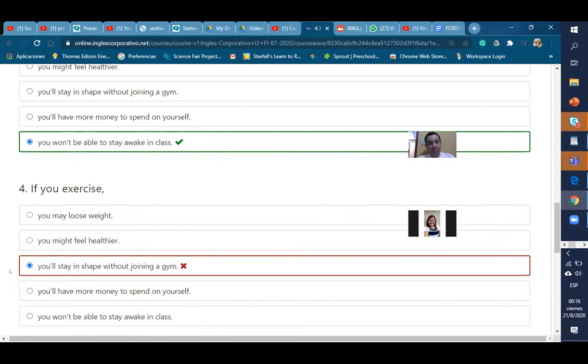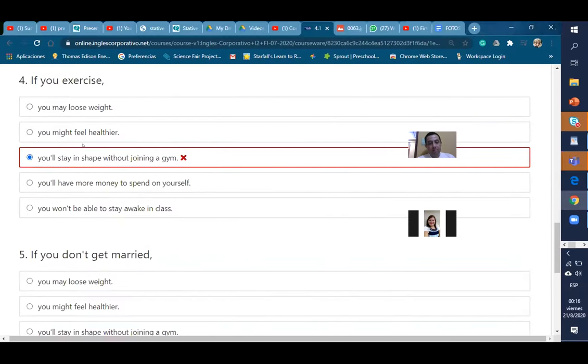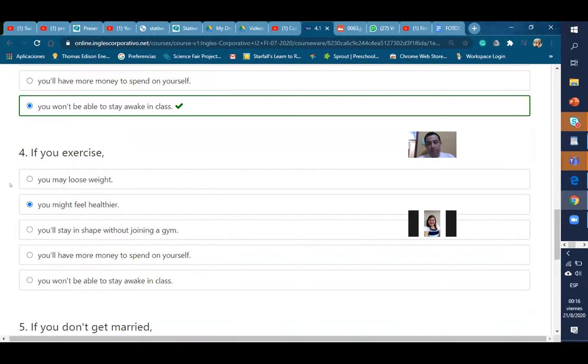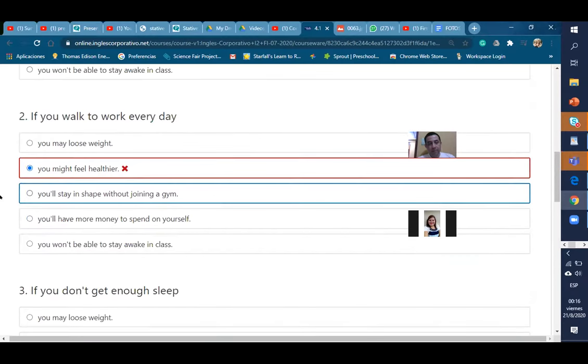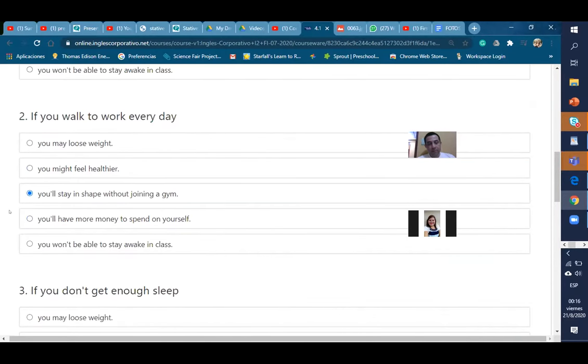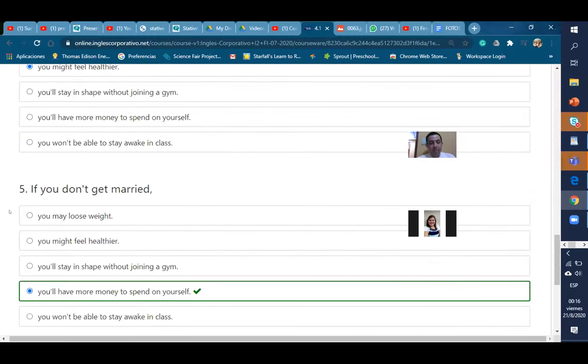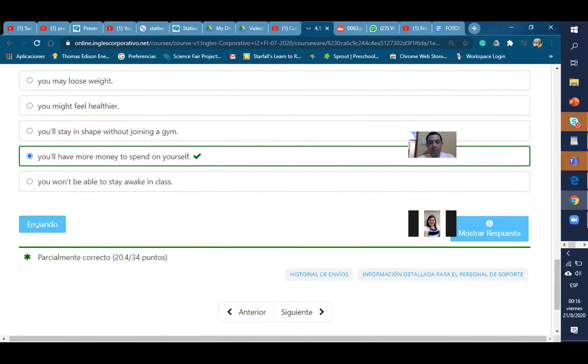Okay, there is one that is incorrect. This one, if you exercise, you might feel healthier. And number two is you'll stay in shape. I told you, because it's a gym, right? So it's like, walk to work. Okay, let's see if that works. And yes, that's the one.